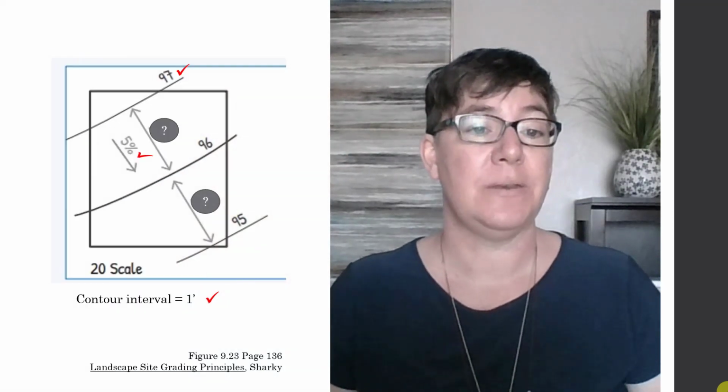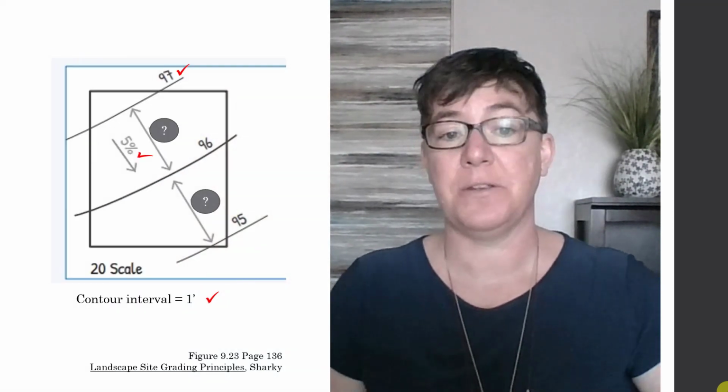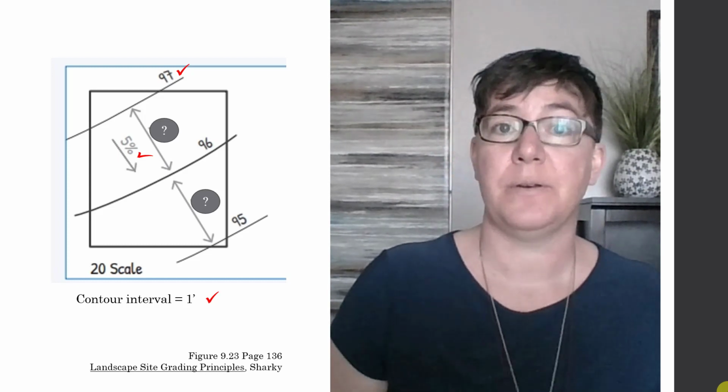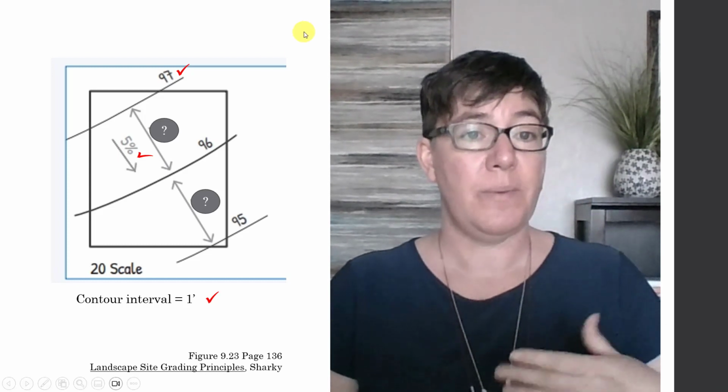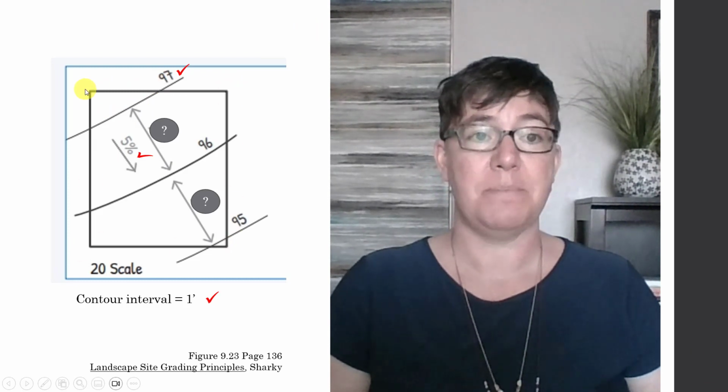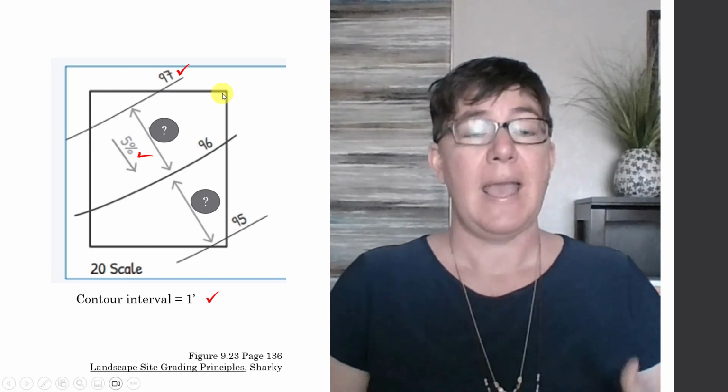So here's how we're going to do it. And I'm following along with figure 9.23 in your textbook. So go ahead and turn the page. And what we've got here is a site. Here's our rectangle site boundaries.